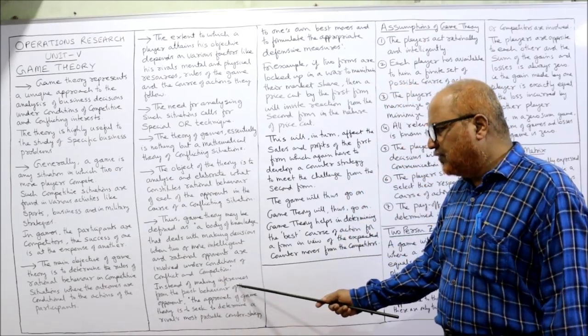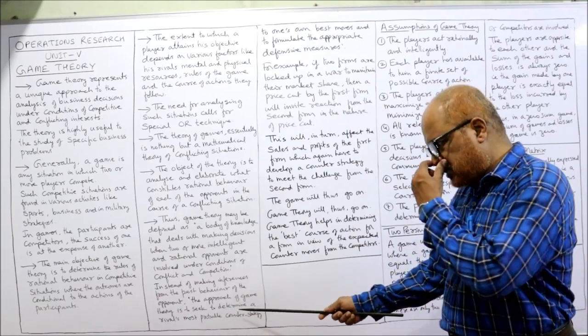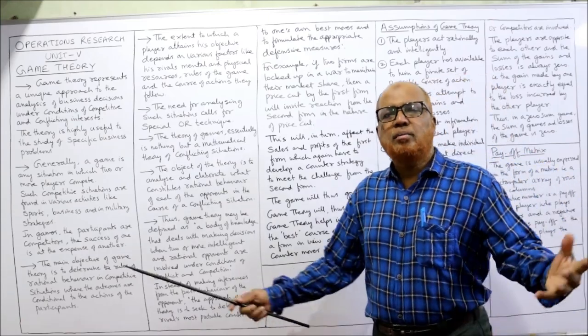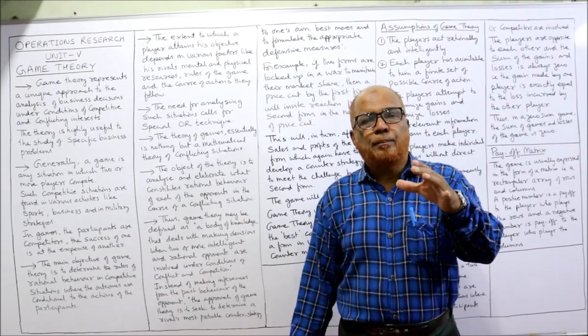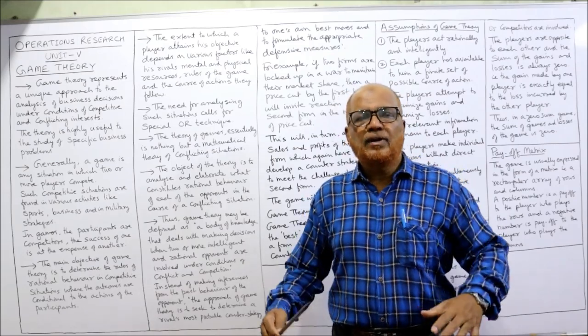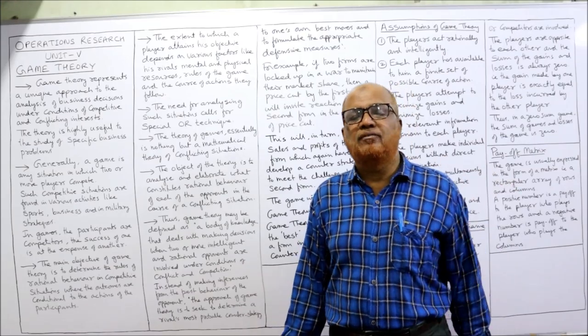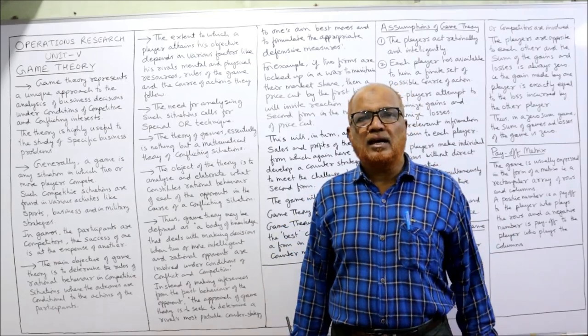Instead of making inferences from the past behavior of the opponent, the approach of game theory is to seek to determine a rival's most probable counter strategy. Normally, what will happen? Without applying game theory, the participants in a game will take the action according to inferences of the past behavior.